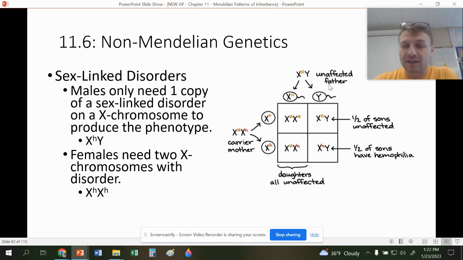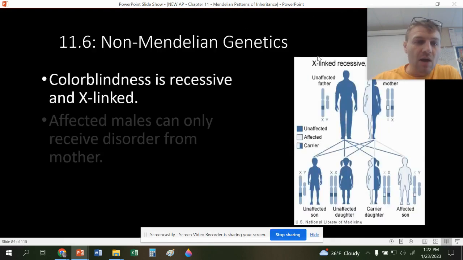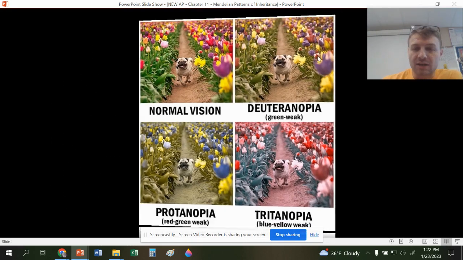You can see here an unaffected father and a carrier mother. In this case, half of the boys will have that sex-linked disorder because they only need one of these traits, where females need two. You're not going to get any case of these females having the disorder. Now, they'll be a carrier, but they won't be affected by this disorder. I'm not going to go through the examples here.